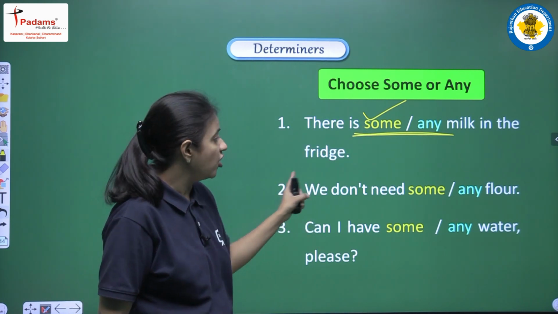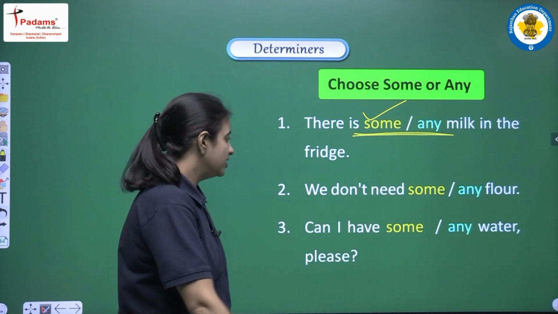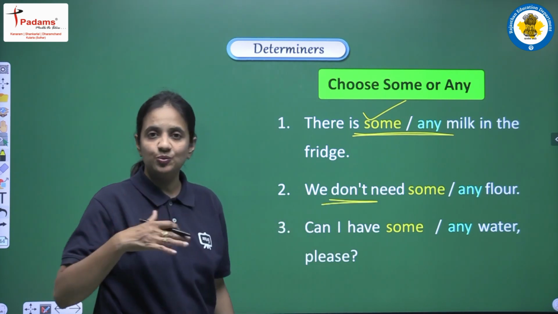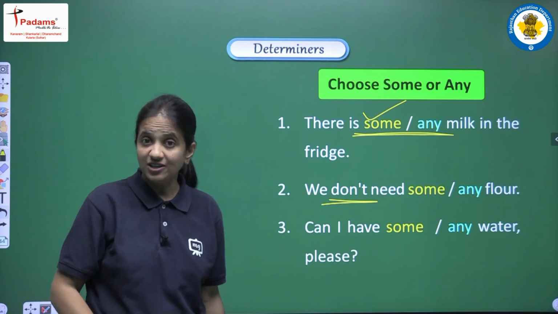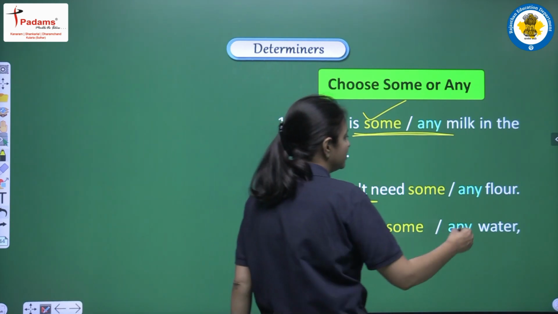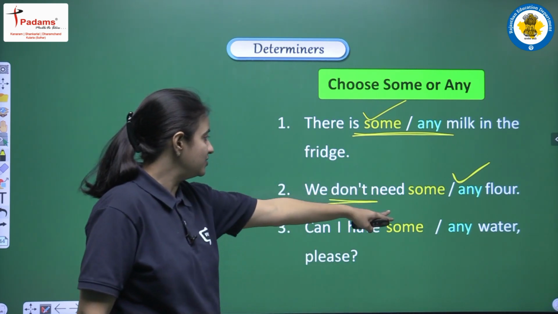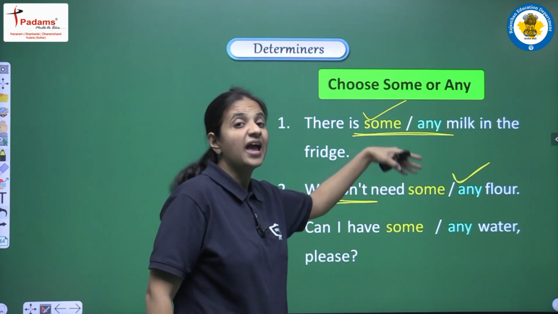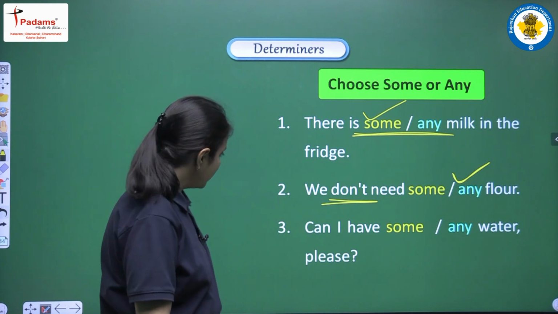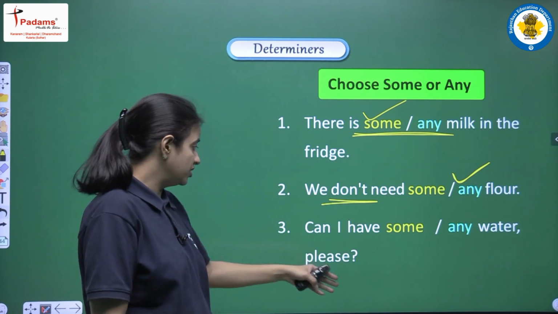Second is we don't need floor. Here don't means do plus not, so we have a negative sentence, and because of this reason we will choose any as the answer. The complete sentence will be we don't need any floor. Next is can I have water please.